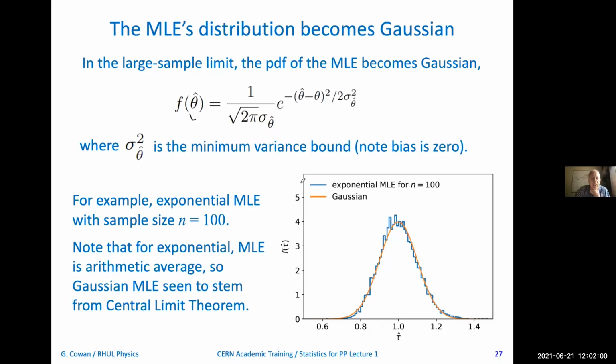So just to illustrate that, let's go back to this exponential example. Here's the PDF of tau hat. What I've done is repeat the Monte Carlo experiment a large number of times, each time with a sample size of 100. The blue histogram represents the estimates that I obtained. And I've overlaid a Gaussian PDF, and lo and behold, they agree quite well.